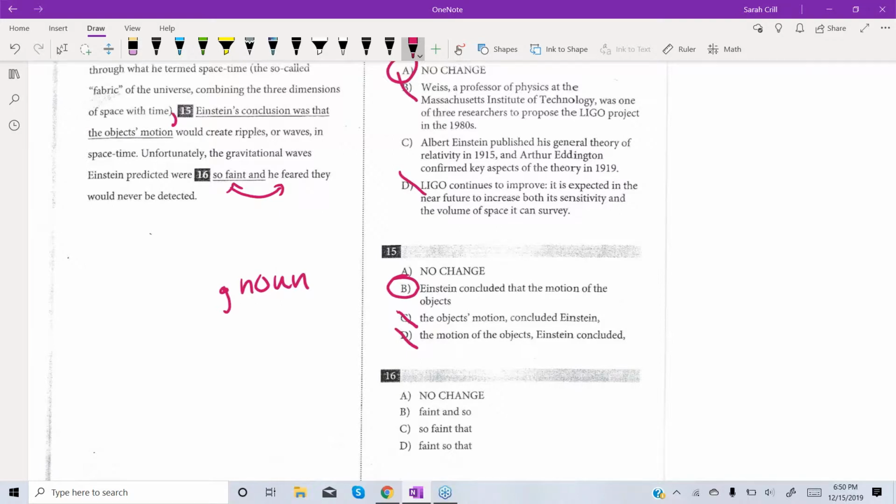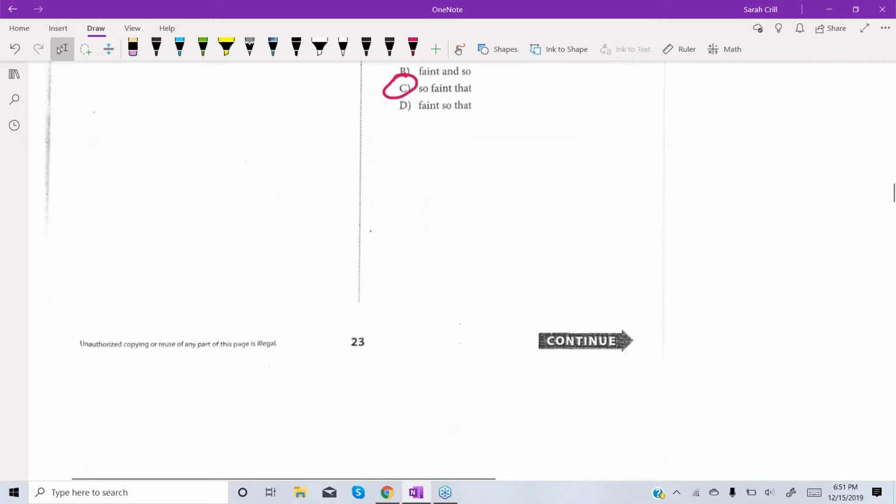All right. So which option portrays that in the best way? Would we say, unfortunately, the gravitational waves Einstein predicted were so faint and he feared? The gravitational waves Einstein predicted were faint, and so he feared. The gravitational waves Einstein predicted were so faint that he feared. Or the gravitational waves Einstein predicted were faint so that he feared. So the best way to do this is going to be C, because it establishes this relationship that's very clear. It says that the gravitational waves were so faint that he feared they would never be detected. All right, let's move on to 17.